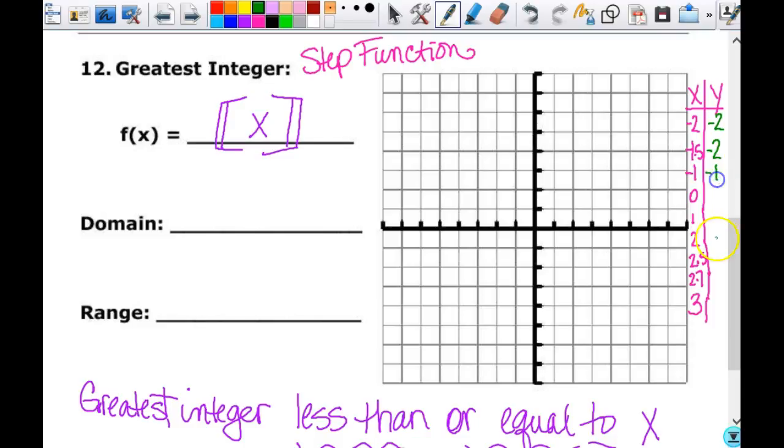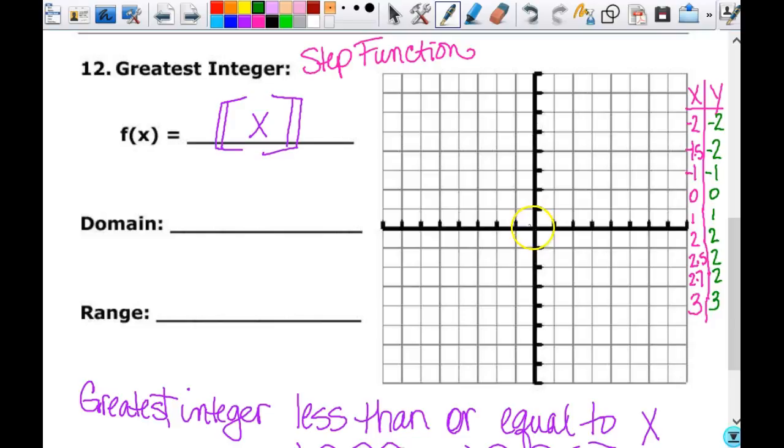-1 is -1. 0 is 0. 1 is 1. 2 is 2. 2.5 is what? 2. 2.7 is 2. 3 is 3. Okay, so let's plot these and see what happens.